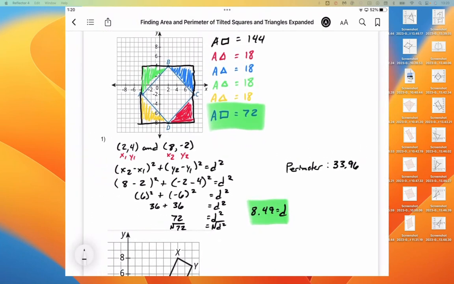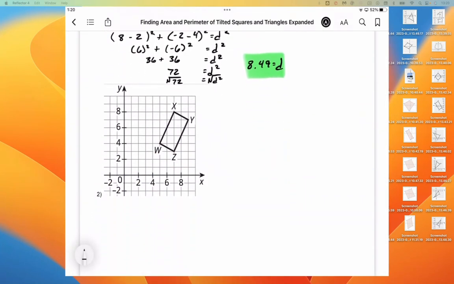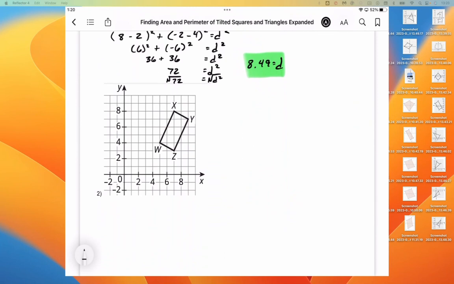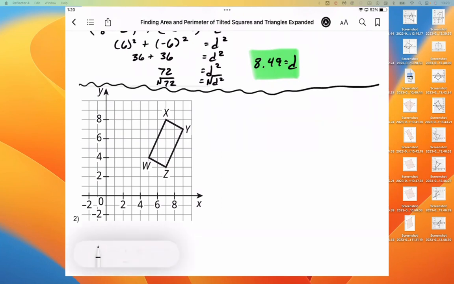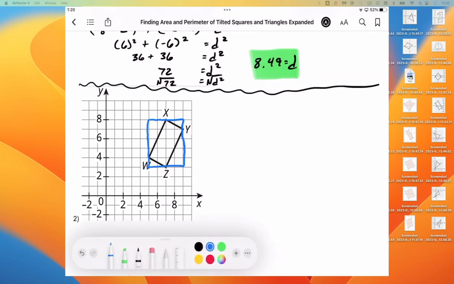That's going to be it for the first one. The next one, for the area, we can do the exact same stuff that we did on the one above. So we'll put a box around this rectangle, and we will figure out what the area is of these triangles that we need to cut off to be just left with the black rectangle in the middle there.